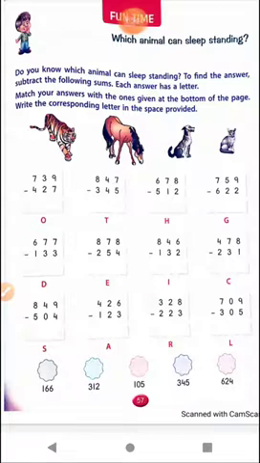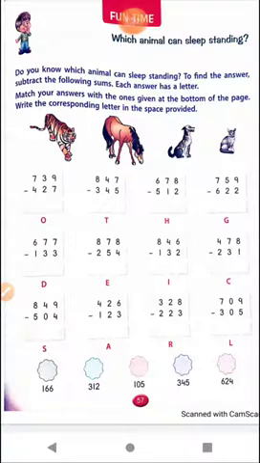As you all are aware, we are doing lesson number 2, subtraction. In the previous video, I explained subtraction of 2-digit numbers and 3-digit numbers using expanded form and vertical subtraction. Now today, in this video, I will be explaining some more concepts.